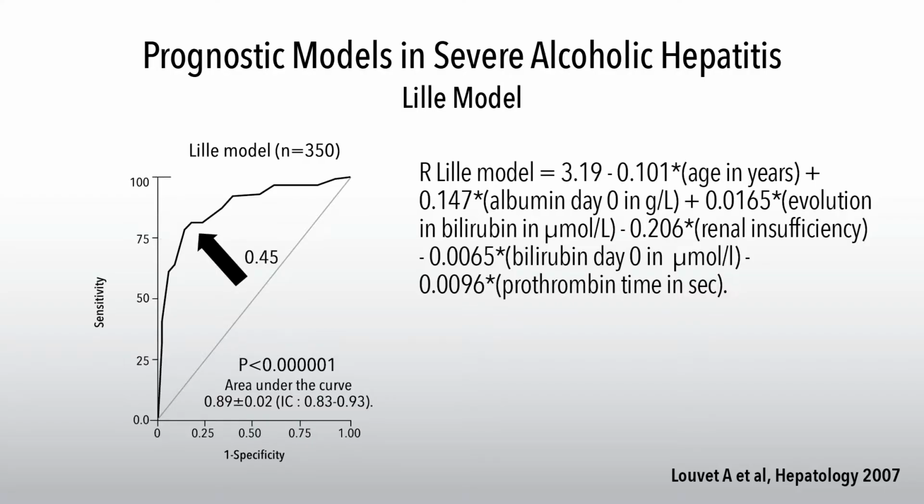This is a graph looking at the Lille model, which is an AUC, and it talks about the accuracy of the Lille model or improvement of the Lille model in terms of predicting outcomes. I think this is very important. The Lille model should be part of your armamentarium. And if at 7 days you don't meet the Lille criteria or the bilirubin criteria, stop prednisolone or prednisone or the specific steroid that you're using.